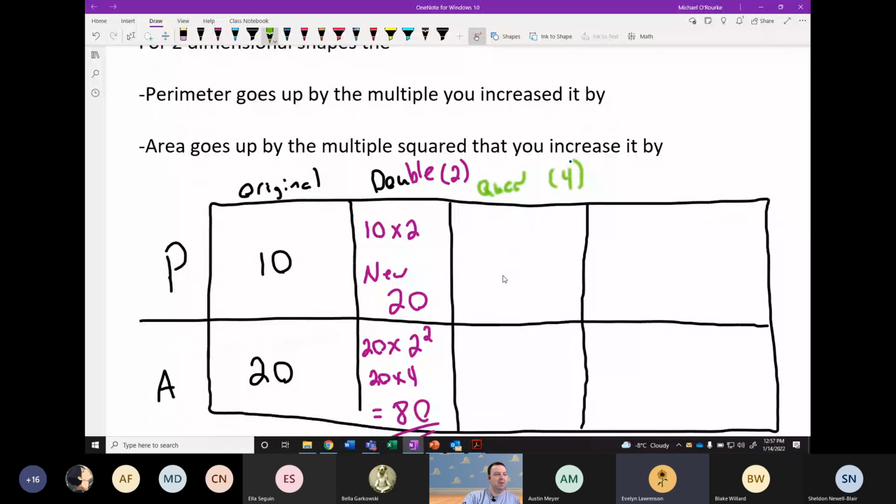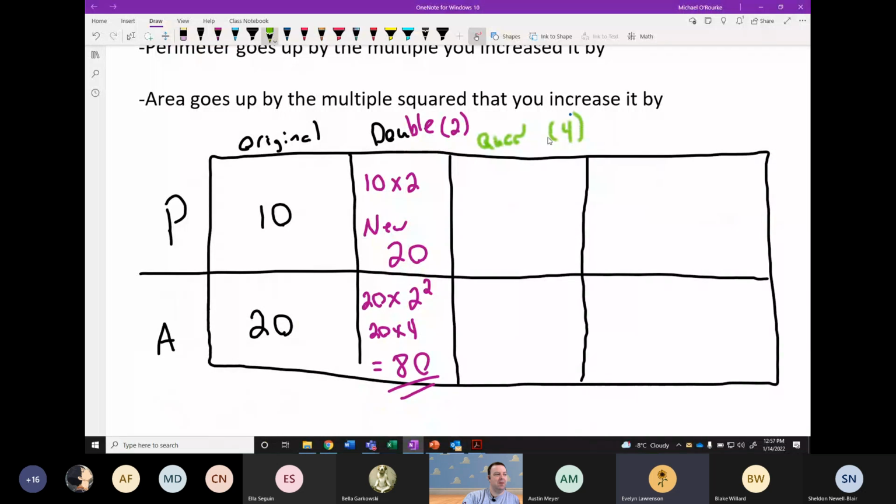I'll do this one. So this one, I'm going to go 10 times the amount we're going up by, which is 4. So my perimeter is going to be 4. Here it's going to be 10 times 4 squared, which is going to be 20 times 16, which is 320. Okay. Thank you, Callum.